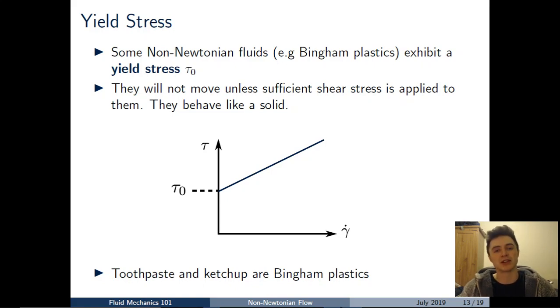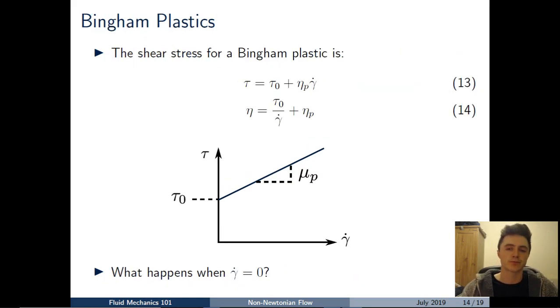And the way we represent this with a graph is something similar to that which I've given on the slide. So you can see that for shear stresses less than tau naught, the strain rate is 0, and so the fluid won't move at all. Now, if we want to incorporate this behavior into a CFD code, we need some special treatment, which I'm going to go through in the next few slides. So firstly, how could we represent this mathematically?